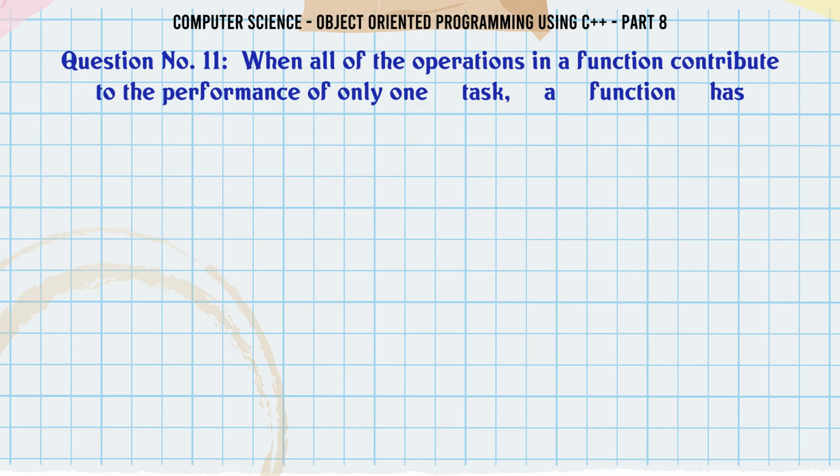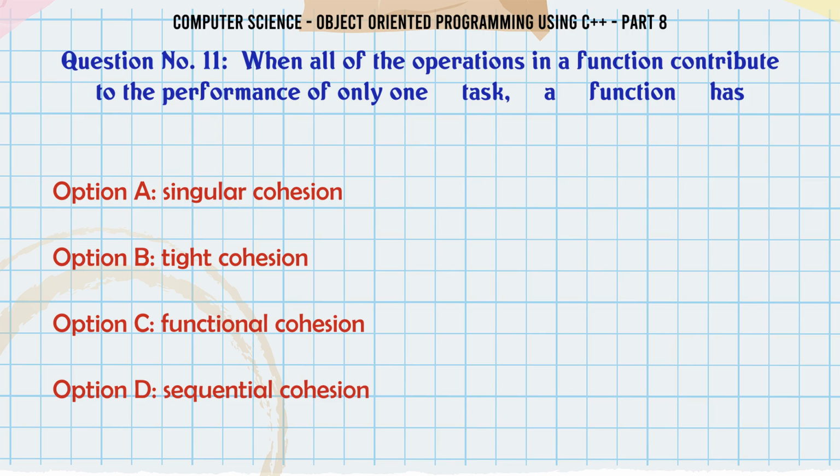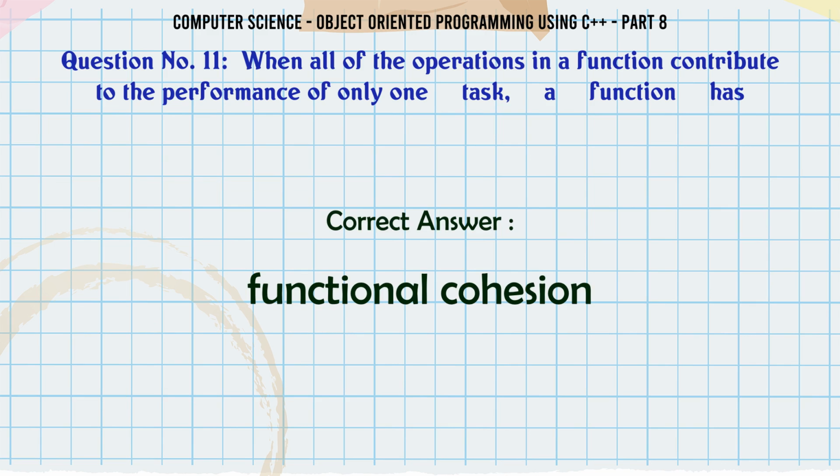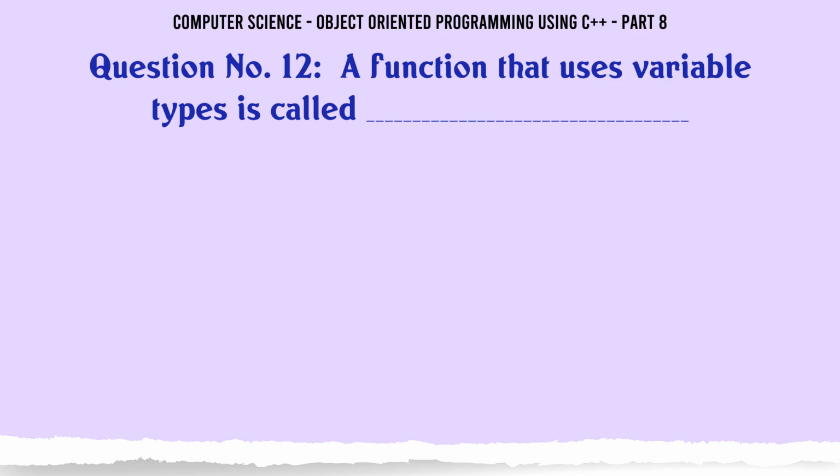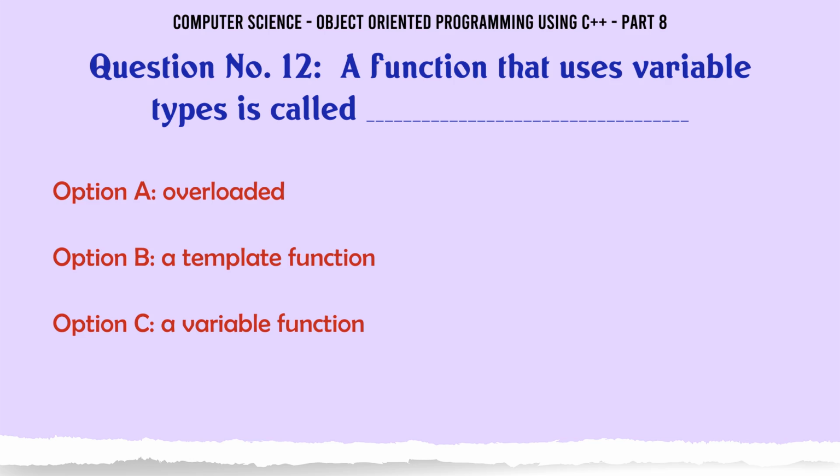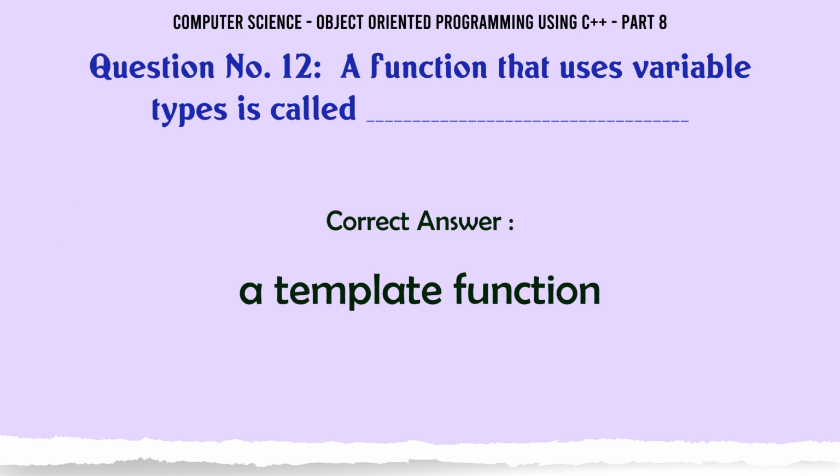When all of the operations in a function contribute to the performance of only one task, a function has A. singular cohesion. B. tight cohesion. C. functional cohesion. D. sequential cohesion. The correct answer is functional cohesion. A function that uses variable types is called A. overloaded. B. a template function. C. a variable function. D. a virtual function. The correct answer is a template function.